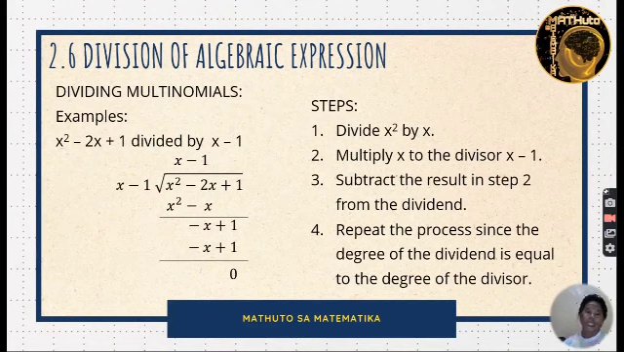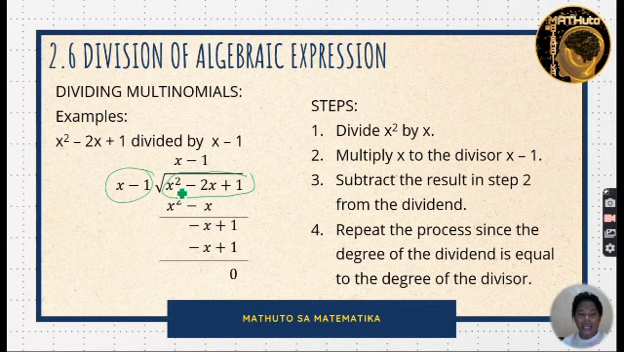Example. x squared minus 2x plus 1 divided by x minus 1. So, we have a multinomial dividend. So, this is our dividend. And we have the divisor, x minus 1. So, x squared, so this is our step, divide x squared by x. So, the first term of the given. x squared divided by x, so it becomes like this. So, x raised to 2 minus 1 is x raised to 1, or just x.